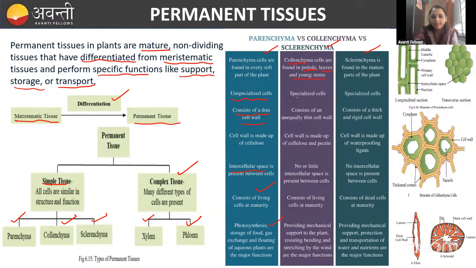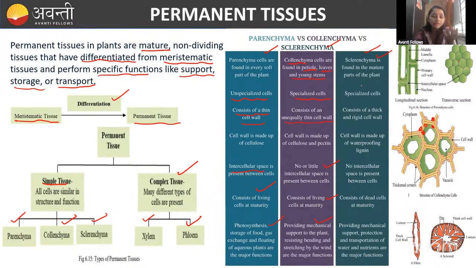In the stem, we can see these are specialized cells consisting of unequally thin cell walls. Unequally, because in the pit you can see that pectin is present. You can see here that pectin is unequally distributed. And there is little or no space between the cells, and these are living at maturity. This is important, guys. Both parenchyma and collenchyma are living at maturity. Then coming to the main function, this will give mechanical support. No storage, mechanical support.